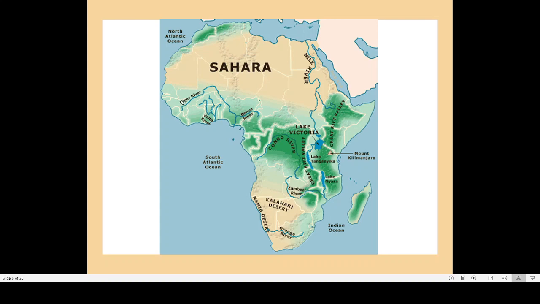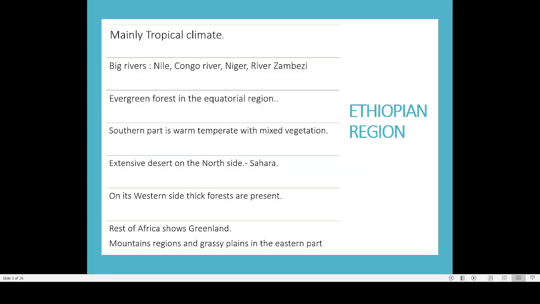In these regions there are also equatorial forests, and because of the presence of the Congo river, very dense forests are present here. Here, in the Great Rift Valley region, you can also find a lot of forests. So in the middle of Africa we mostly find desert regions. On the middle of the western side we can find a lot of forest region, and on the northern side we can find a lot of desert. The rest of Africa shows greenland.